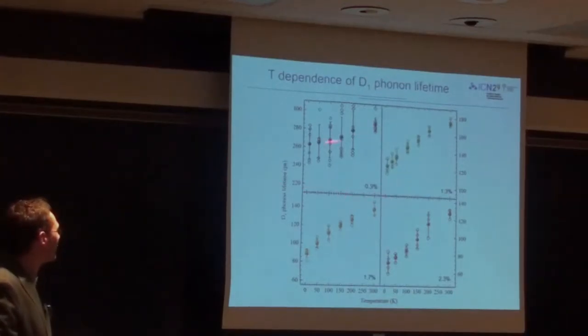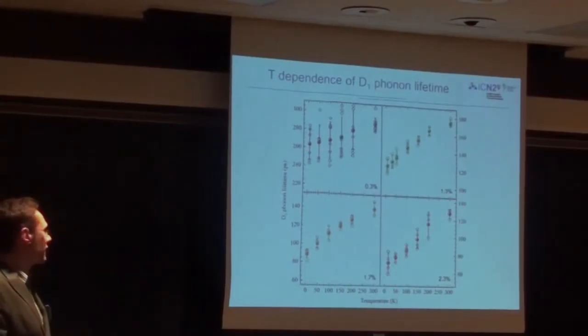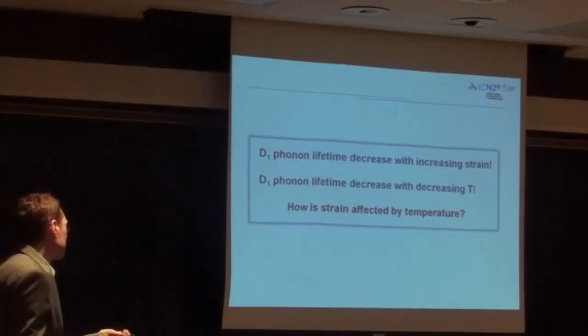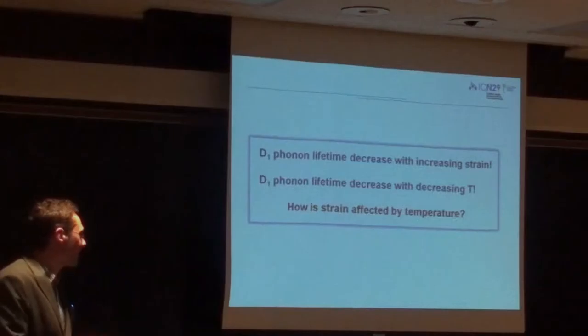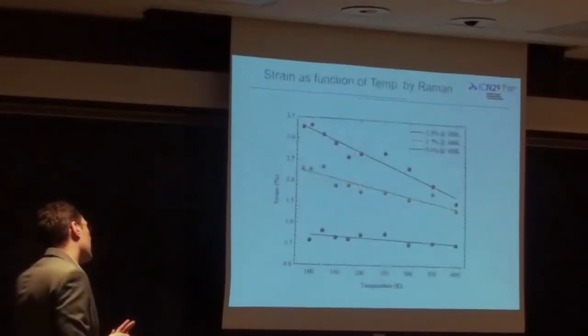So let's plot this together. You see this here again. The low strain case, the lifetime changes by 20 picoseconds. The high strain case, the lifetime changes almost by a factor of 2. So the question was, of course, how is strain affecting the temperature? Is this a pure temperature effect? Is this a pure strain effect? Or is this a combined effect?